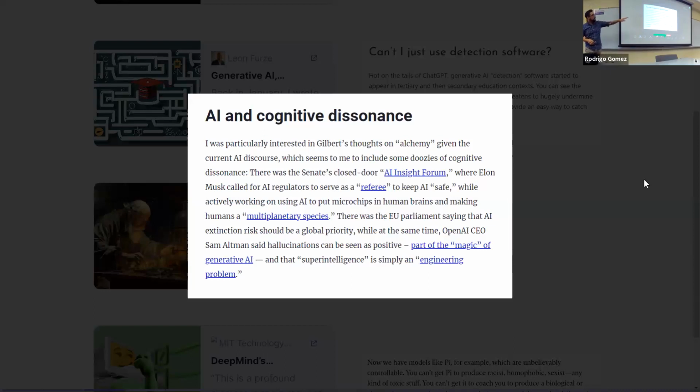The idea of the EU Parliament saying that AI extinction risk should be a global priority, while at the same time, OpenAI CEO Sam Altman said hallucinations can be seen as a positive of the AI. So there's a lot of cognitive dissonance here as well.